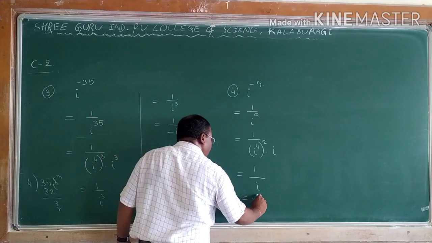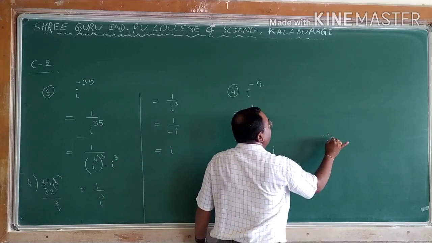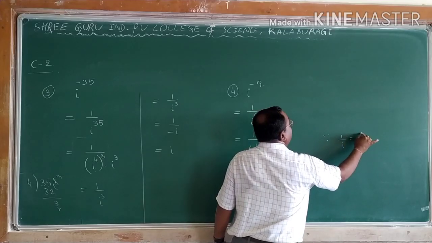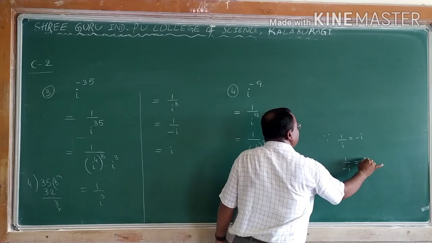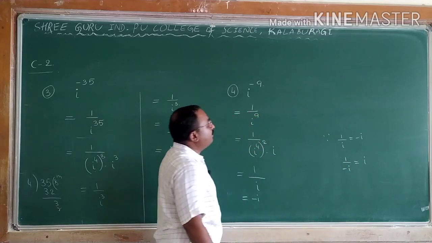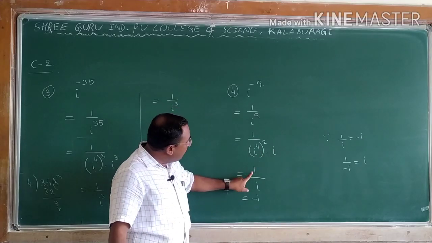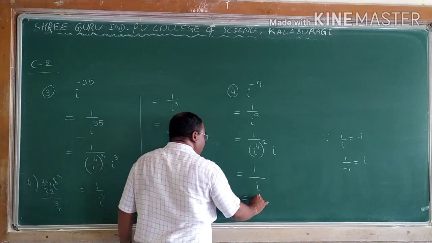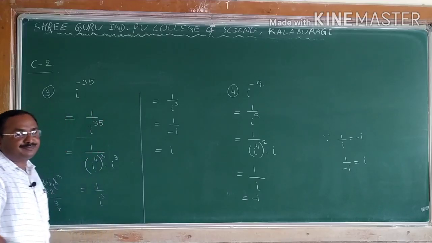Minus i. 1 by i is minus i, because here 1 by minus i is plus i, 1 by plus i is minus i. Here 1 by plus i becomes minus i value. Note number 1, i. Any doubt? Clear?